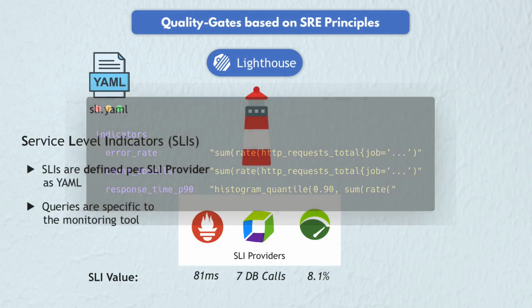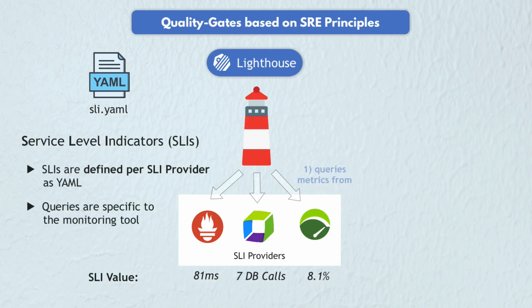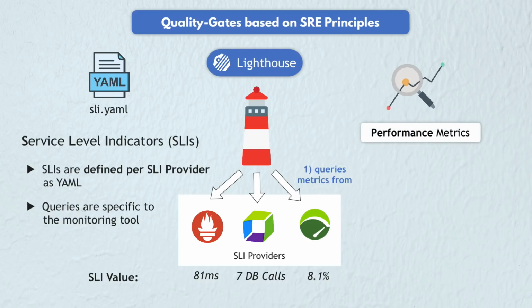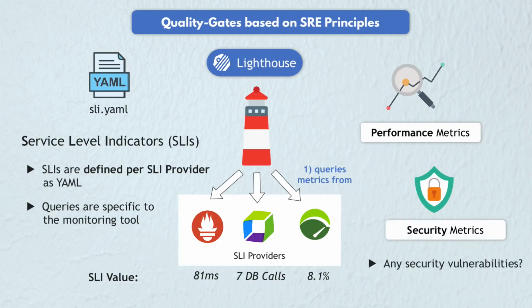And the Lighthouse service that you get with Keptn then fetches these metrics from the monitoring tool. And as I mentioned, this could be performance metrics of how the application is performing, but also it could be security metrics, like what security vulnerabilities were identified in the application.